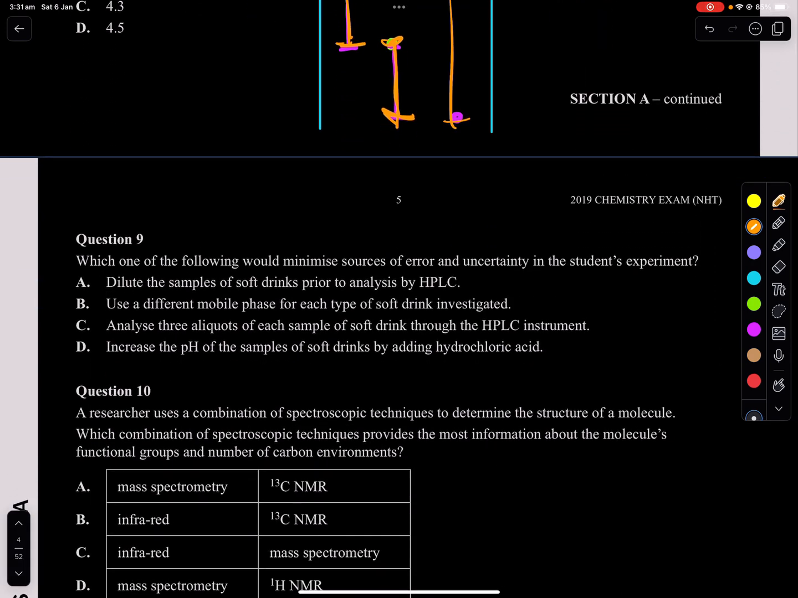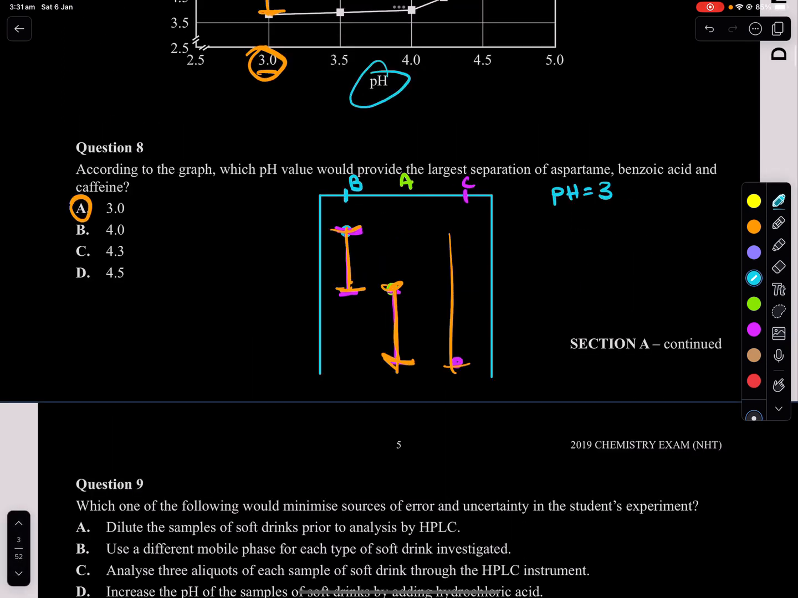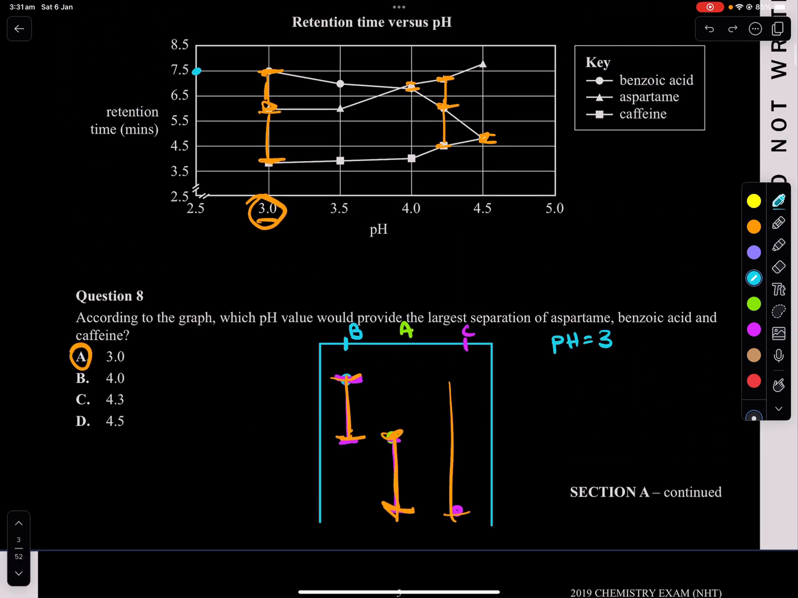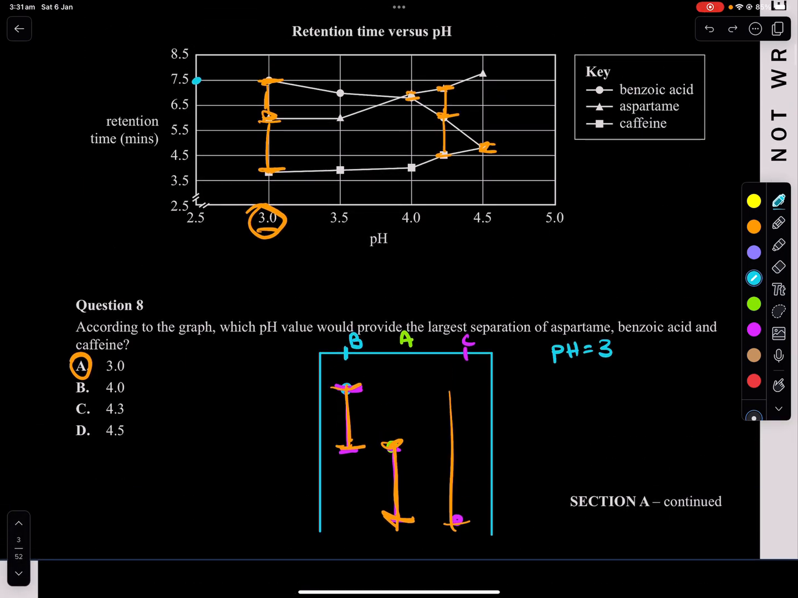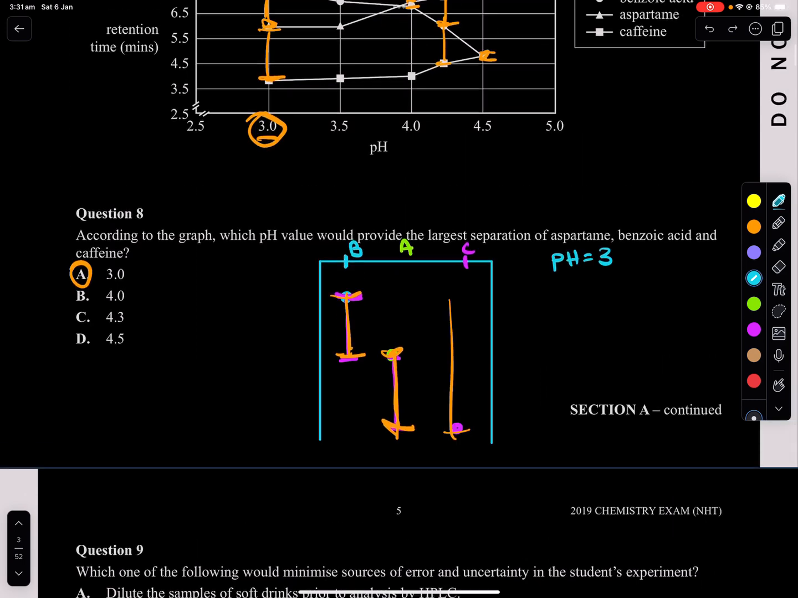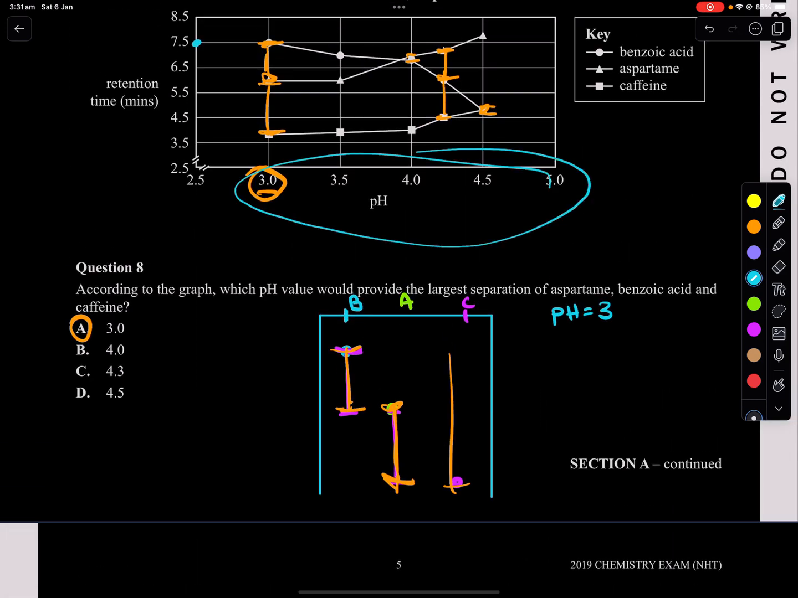Question 9. Which of the following would minimize sources of error and uncertainty in the student's experiment? Okay, let's look at that. Dilute the samples of soft drinks prior to analysis. I think it just makes a lot of problems, especially the pH. If you're diluting it, it's going to change the pH for all. And remember, if you're diluting it, for example, benzoic acid is an acid. Aspartame, I have no idea what its structure is. Caffeine, we don't know the structure of caffeine. So it affects too much of these values, like the pH.